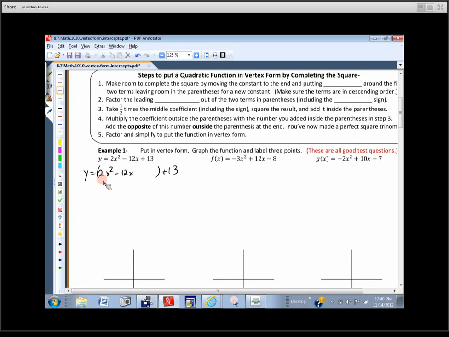Okay, I can't complete the square with this being a 2. So I'm going to factor that out. Before I could divide, but I certainly wouldn't want to divide both sides because that would make this a y over 2. So I'm going to take that out. I'm left with x squared minus 6x. Tell me if I make a mistake. Plus 13. Any questions?